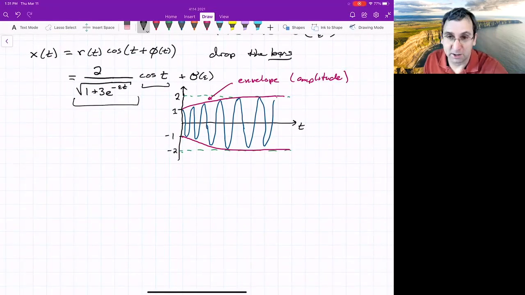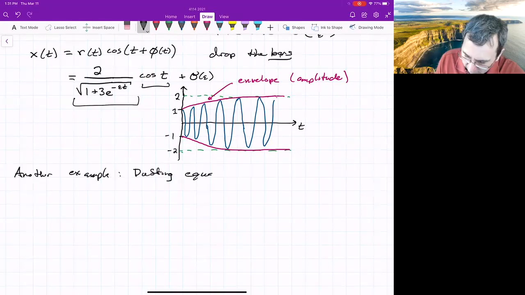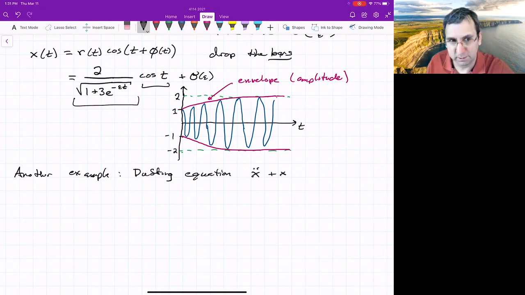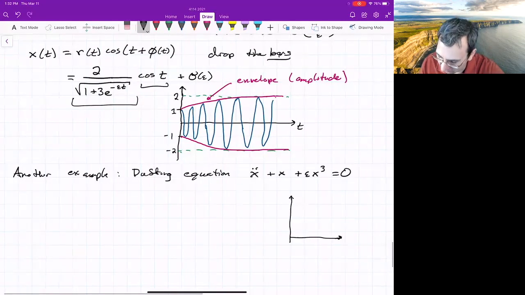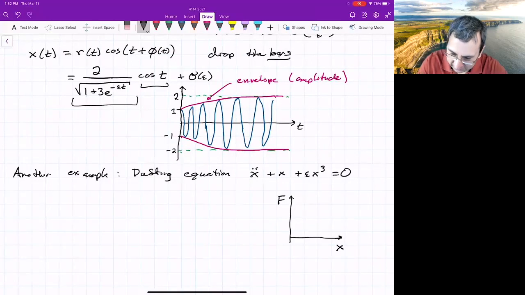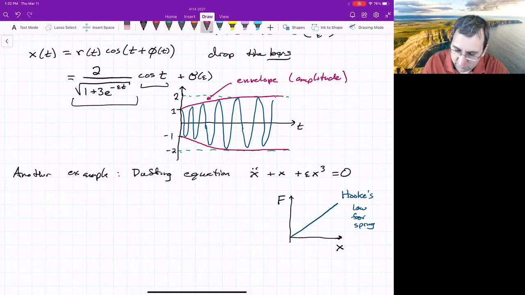Another common example is something called the Duffing equation. And I forget what Duffing was working on, but it looks like x double dot plus x. So, what do you know? It looks like a harmonic oscillator plus something small, epsilon x cubed, equals 0. So in some sense, if you think of the usual Hooke's law, if there's a displacement x, then the restoring force is linear. So you would have something like that, Hooke's law for a spring. And this shows deviations from Hooke's law.